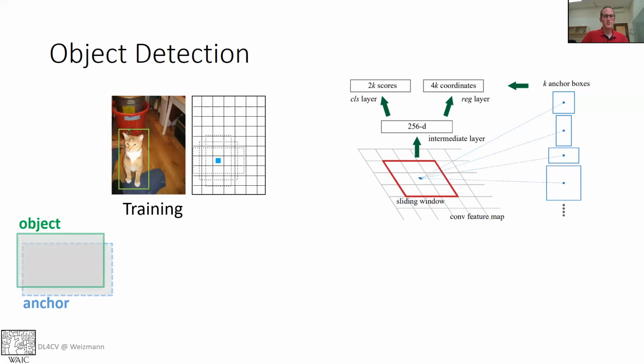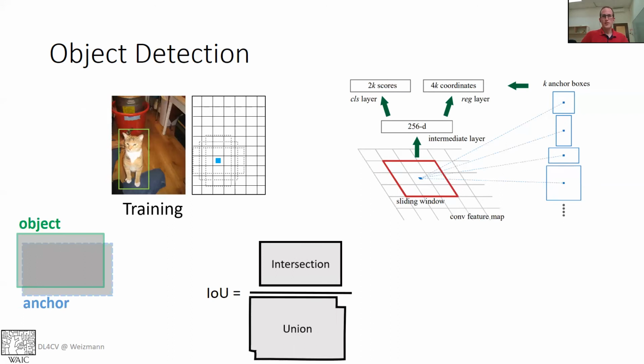If we have this ground truth object and an anchor, then this is the intersection, this is the union, and intersection over union is just the sizes of these regions. As you can guess, this value can go between 0, when there's no overlap and the intersection is empty, and it goes all the way up to 1, when the intersection and the union are the same. So if the object and the anchor precisely overlap, then we have a perfect match.